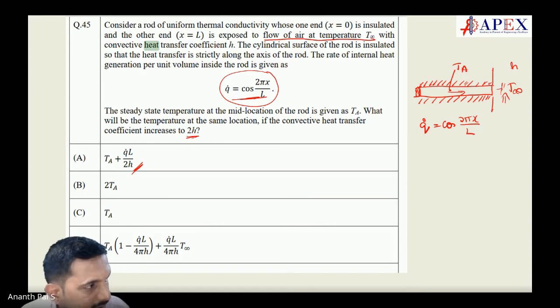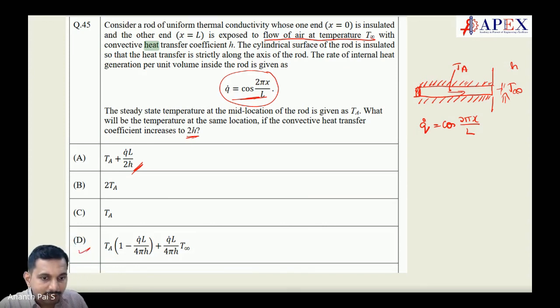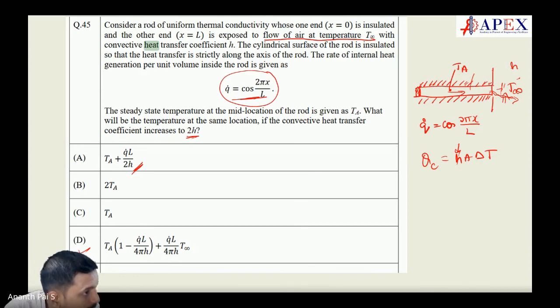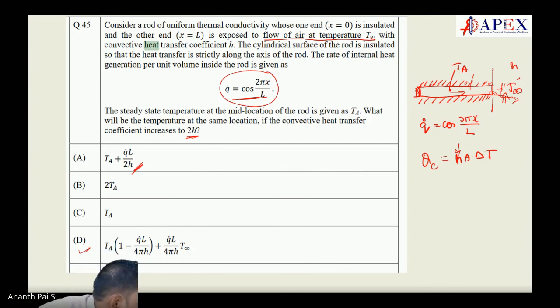See, let us understand. In my opinion, if heat is generated, this has to have more temperature, this has to have less temperature. Convection heat transfer is happening through this. Now, if I increase h, I don't know why you are not understanding the simple one: hA delta T. If h is increased, more heat transfer is going to happen, is it not? So when more heat transfer is happening, what about the temperature at any location? It has to reduce, is it not? Will it increase or reduce? It reduces.